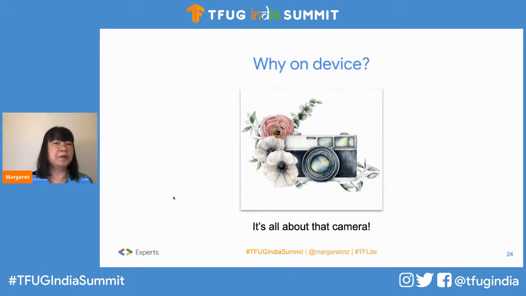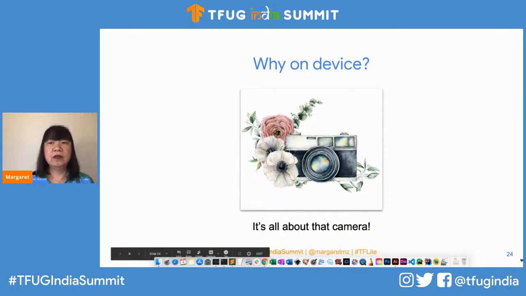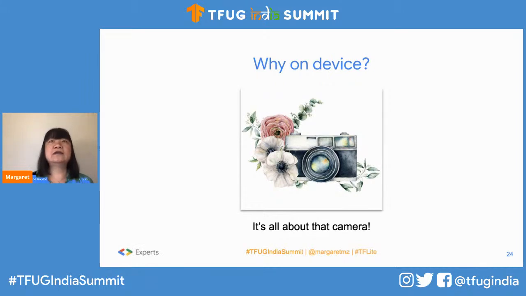So why should we perform machine learning inference on device? I am sure you've heard people talking about on-device machine learning, talking about privacy, talking about speed, etc. Well, not all models need to run on device. However, speaking from an art and design perspective, we want to emphasize that for art and design, it's all about that camera, because a lot of the tasks, as I mentioned earlier, the computer vision tasks, all require an image as the input.